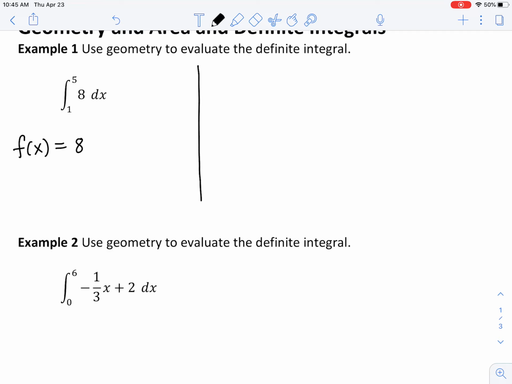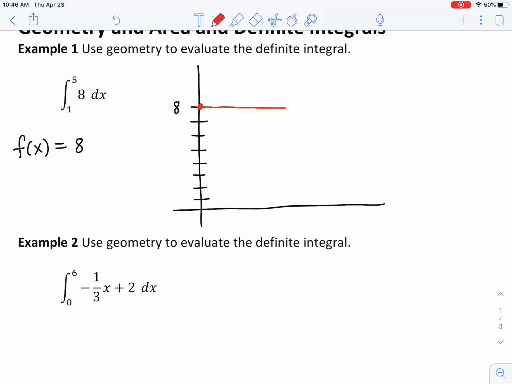Let's go ahead and draw some pictures here, okay? So let me go ahead and draw number 1. Graph, well, think of that as the function f of x. Let's go ahead and graph f of x equals 8, okay? I'll go ahead and graph that. It's a constant function, isn't it?